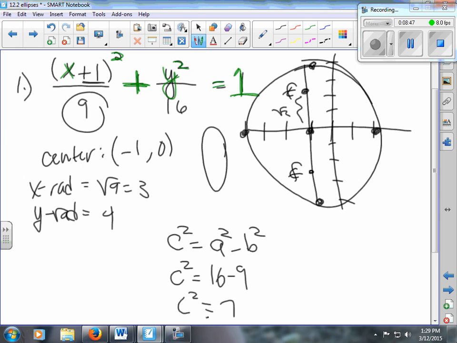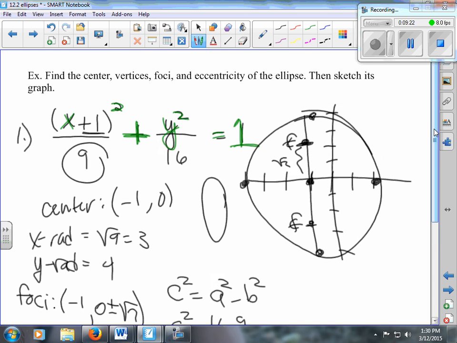And so what are the coordinate points of the foci? You can just kind of figure it out from here. The x-coordinate would be -1 for both of them. And then the y-coordinate is going to be the y-coordinate of the center plus the square root of 7 to get to the top one, and minus the square root of 7 to get to the bottom one. And so you can list both of them in one by just saying plus or minus the square root of 7, or whatever your c was. That will work. Okay, so I found the foci, I have the graph, I have the center.